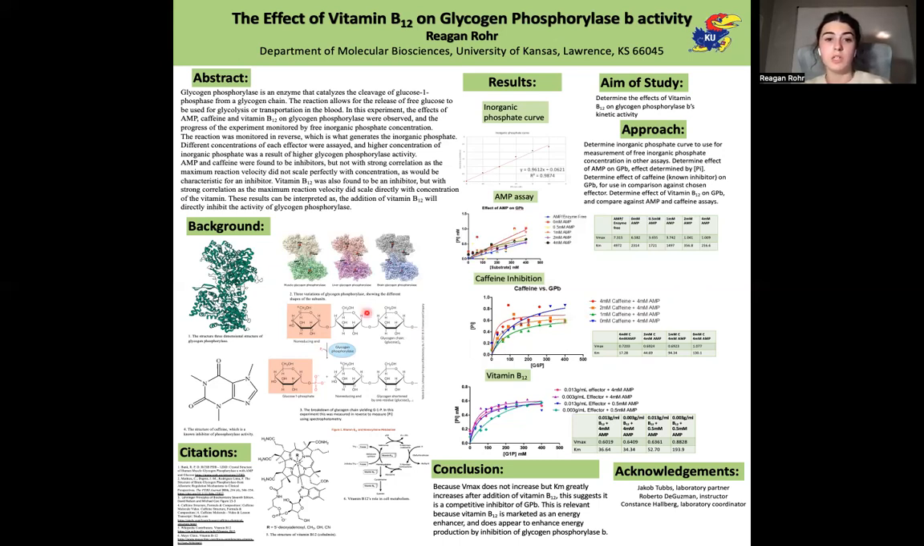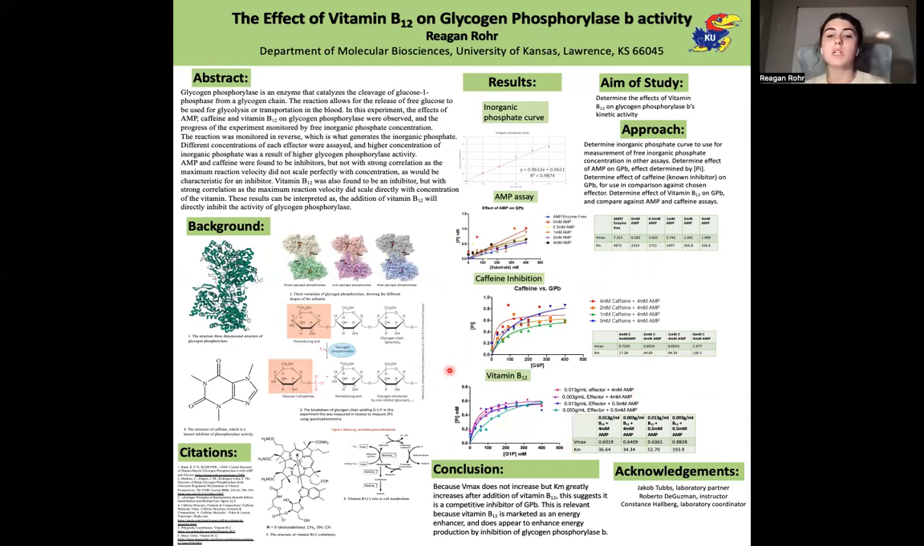glycogen chain, because we are doing the reverse of this reaction here. So it is actually adding the glucose 1-phosphate to the chain and then releasing this phosphate group, which is the phosphate that we're measuring. Both of these were known to be inhibitors, but were also found to be inhibitors in the assays that I conducted. They are used in comparison to the vitamin B12 assay, which is the unknown.